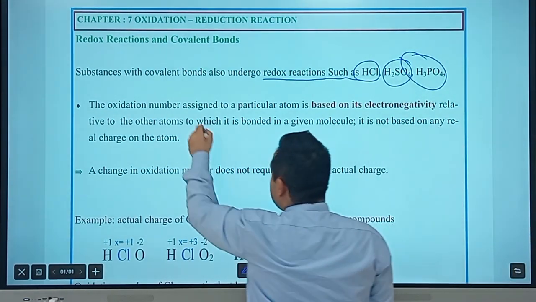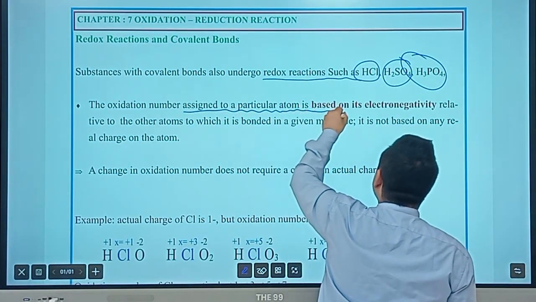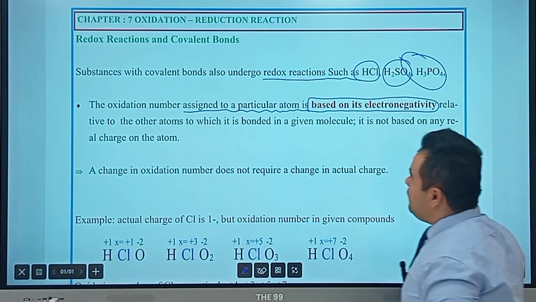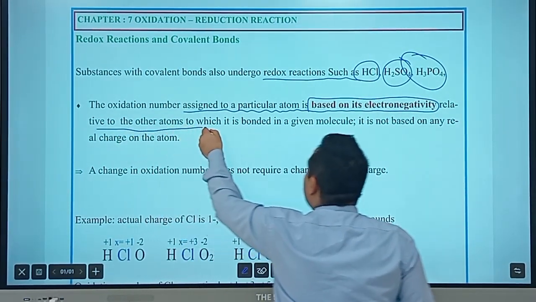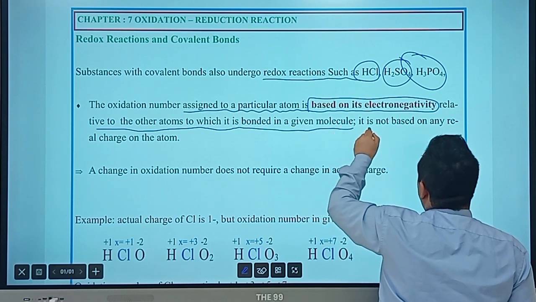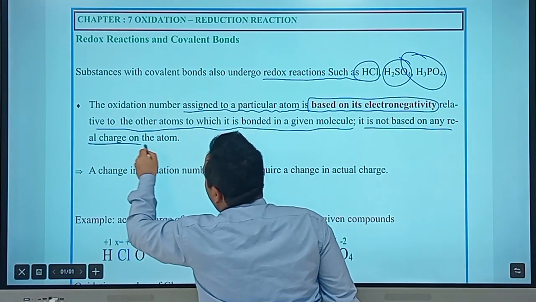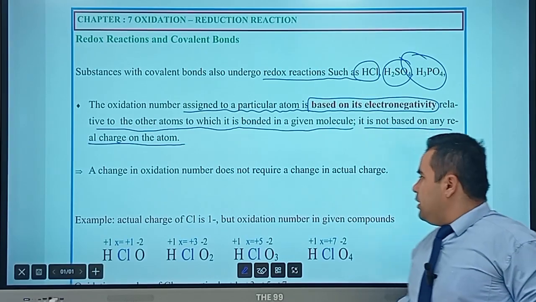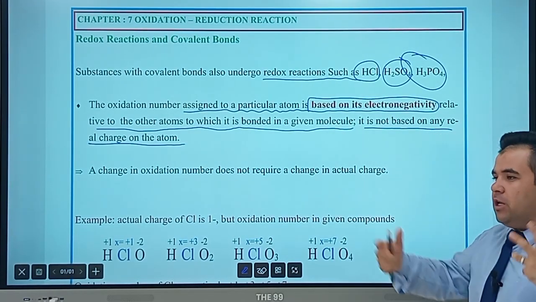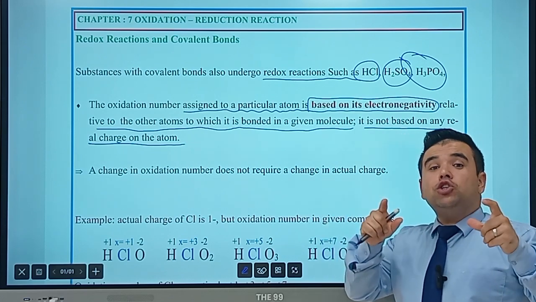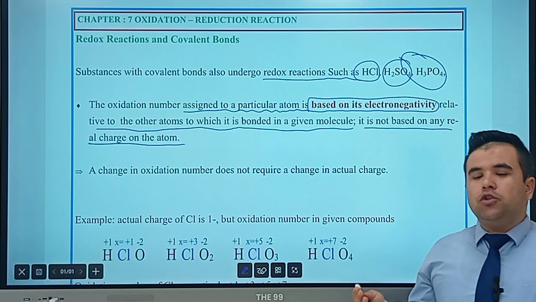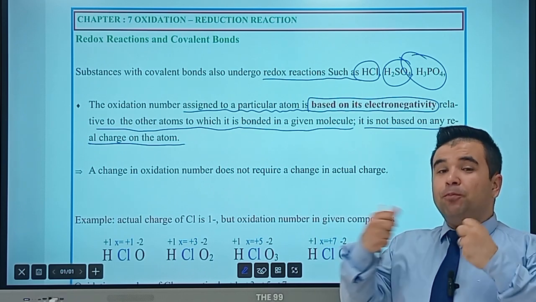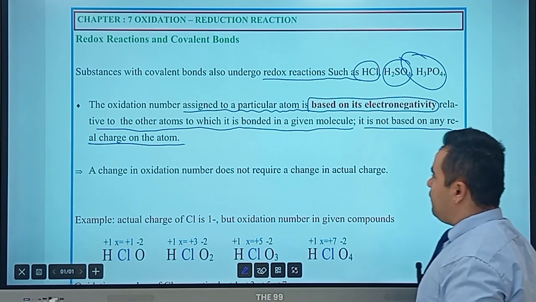and then we classify them as redox reactions. The oxidation number assigned to a particular atom is based on the electronegativity of the atom, relative to the other atoms to which it's bonded in a given molecule. It's not based on any charge of the atom. Here I have provided the difference between charge and oxidation number. The oxidation number is related to the electronegativity of the atoms. What does electronegativity represent? It represents the attraction, the tendency of atoms to pull the electrons toward themselves.